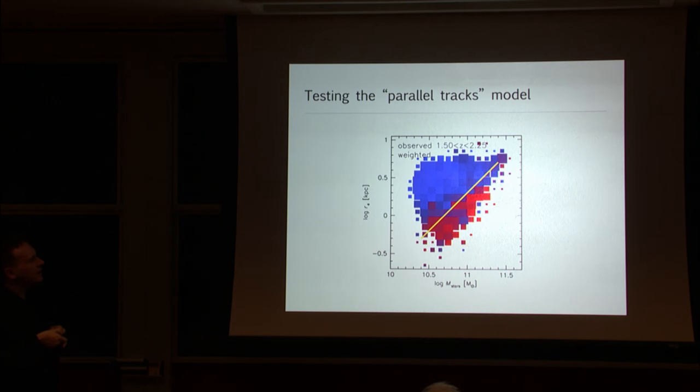Yeah. Well, this is slightly lower redshift than what I showed before. It's the same data, and so this is redshift 1.5 to 2.3. So slightly lower redshift, and you get more dead ones, and there are some star forming ones in here.